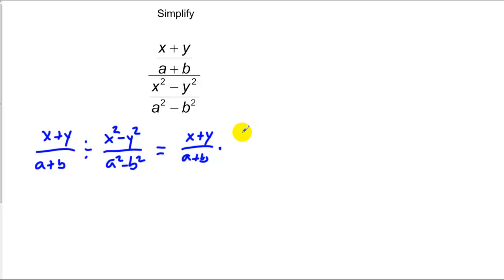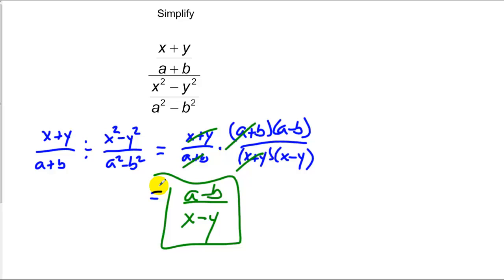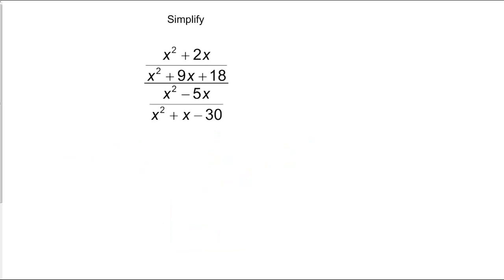I know there's both factor because they are a difference of squares. You have a plus b times a minus b, and we have x plus y times x minus y. And we know that whenever we have like factors, we can go ahead and cross reduce. So I see the x plus y's are the same, the a plus b's are the same, which leaves me with a minus b over x minus y, and I'm done. So again, complex fractions are nothing to be afraid of. You just have to make sure that you're multiplying by the reciprocal of the second fraction.